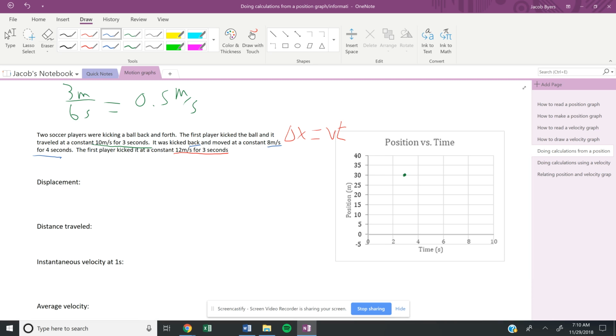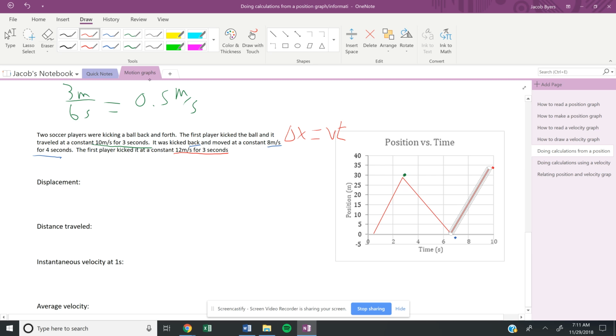So at 4 seconds after 3 gives us 7 seconds. We will move back 32 meters at -2. And then they kicked forward at 12 meters per second for 3 seconds. 12 meters per second times 3 seconds gives us 36 meters. 36 meters plus our -2 gives us 34 at 10 seconds here. We're going to connect our lines. Start at 0, 0, line, line. Sorry, I assume that is connected. OneNote does not like making lines.